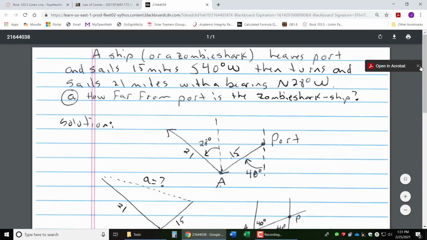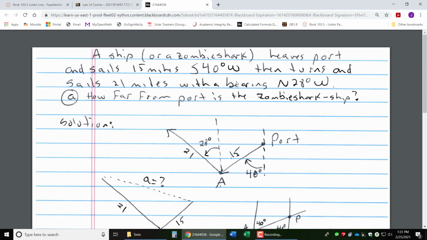I just wanted to walk you through an actual word problem using the bearing that's in the lab manual. A ship leaves port, sails 15 miles south 40 degrees west, turns, sails another 21 miles north 28 degrees west. How far from port is the zombie shark ship? All right, so start off drawing your diagram.